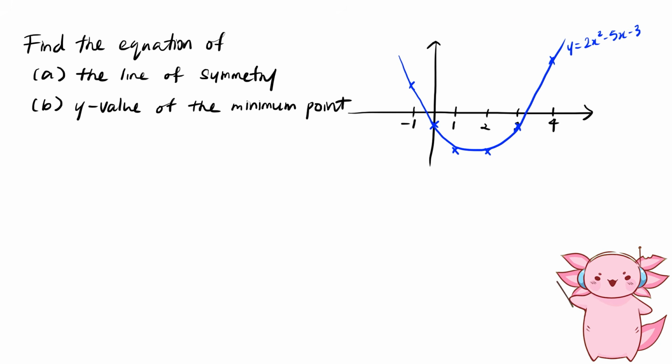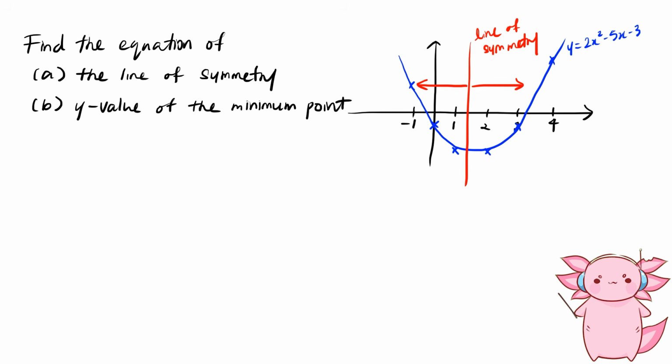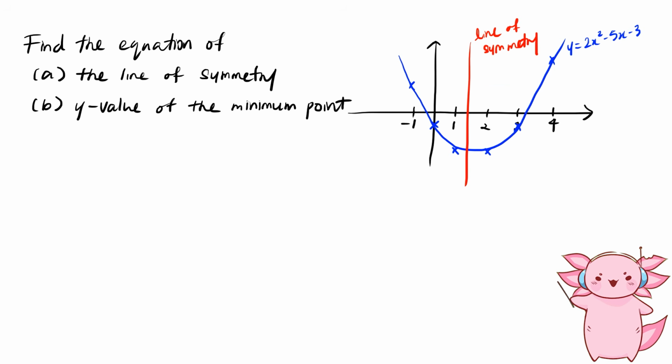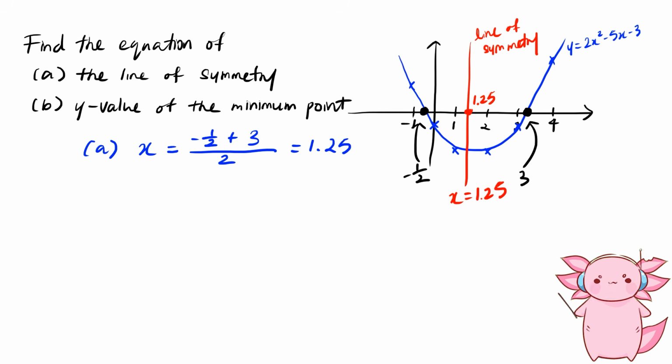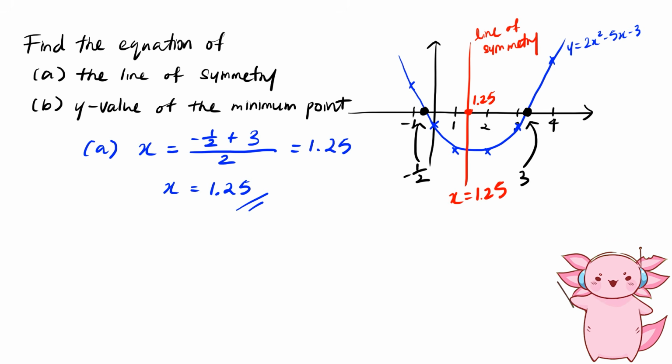The line of symmetry is a vertical line like this, where the graph is symmetrical about these two sides. So we are basically trying to find the center point of these two values over here, and we can just take negative 0.5 plus 3 all divided by 2 is equals to 1.25. So the line here, x is equals to 1.25, is the line of symmetry.